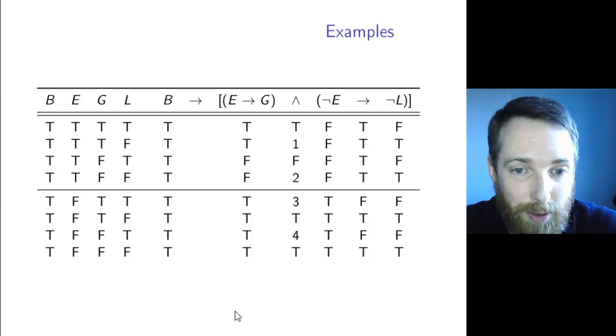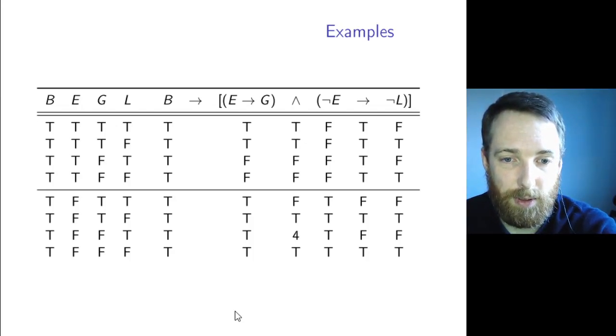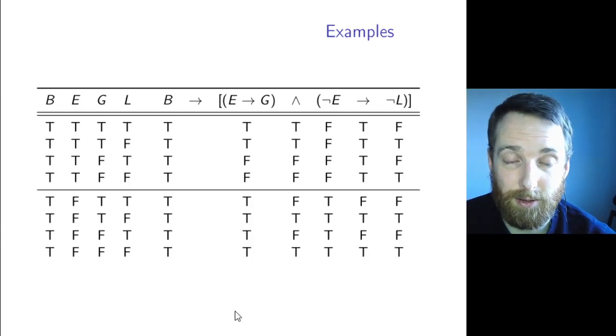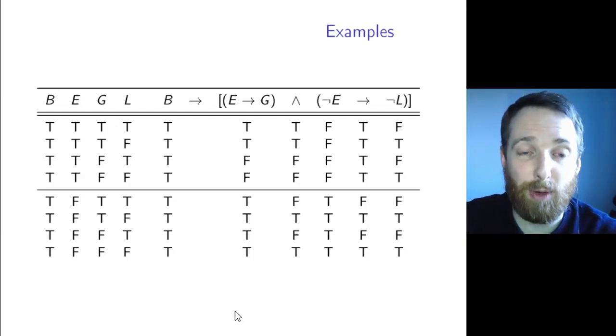So I have T and T, that is T. F and T is F. T and F is F. T and F is F. And here's the column I get for my AND. Okay, finally, we're about to get our official answer. All of this has been rough work so far.